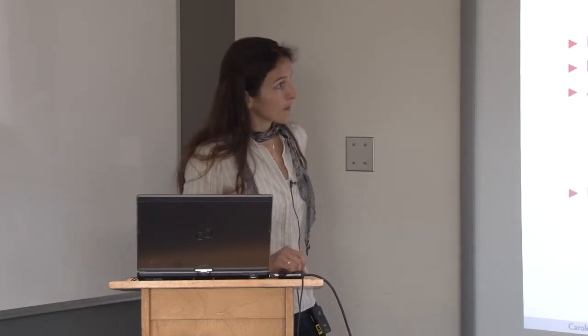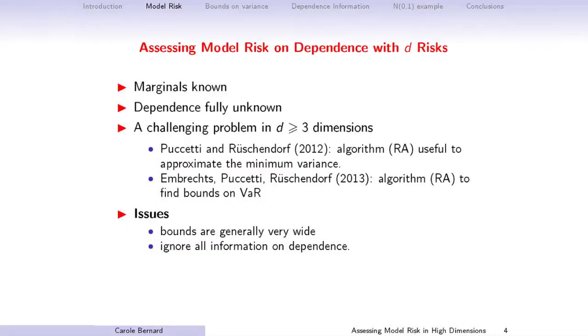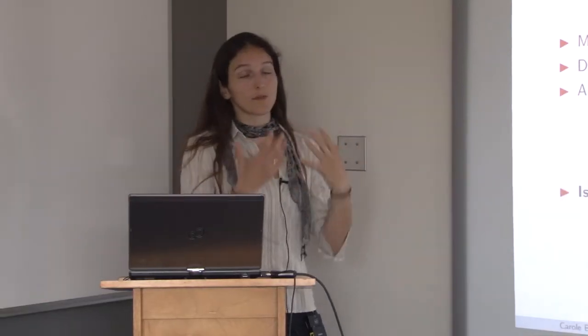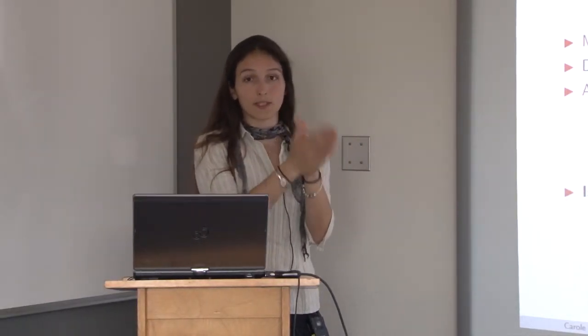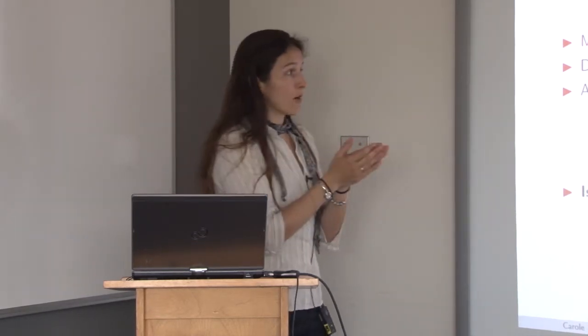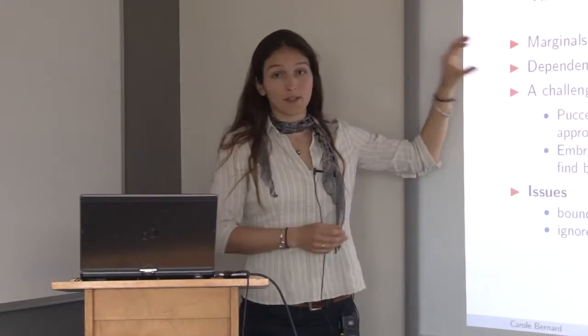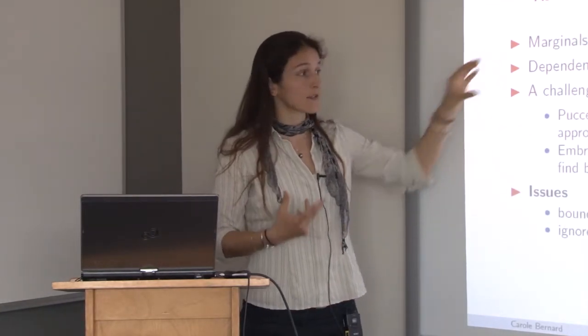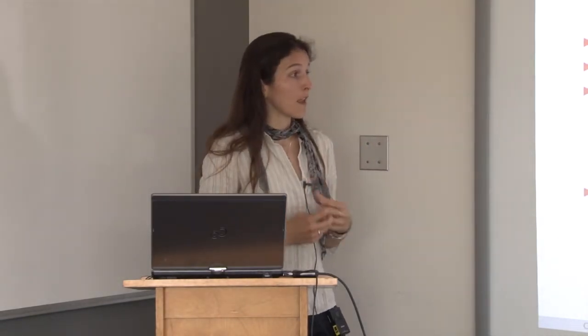So here is the setting. We assume the marginals are known, and to start, I'm going to assume that dependence is fully unknown. So the only information you have is coming from your individual risks. And it turns out that even this problem, knowing only marginals and nothing on dependence, is challenging as soon as you have more than 3 risks in your portfolio, or you try to aggregate 3 dependent variables.